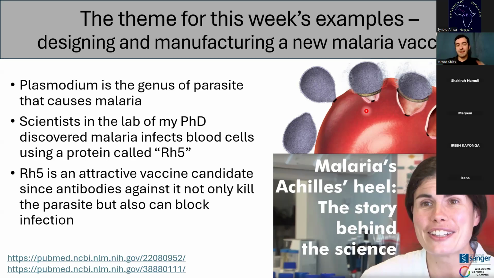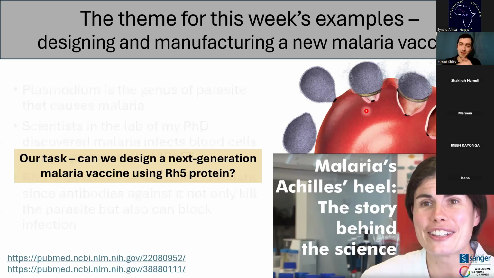It might sound a little bit intimidating, but hopefully I'll walk you through how it's actually not too hard. The task that I'm going to set out for us in this demonstration is: can we design a next generation malaria vaccine based on this relatively recent discovery, just in the past 10 years or so, of this Rh5 protein that the parasite uses to infect humans? Again, it can sound quite grand, but hopefully you'll see within half an hour to 45 minutes, as I walk you through the steps, that it's something you could feel empowered to do yourself and is not actually all that difficult.